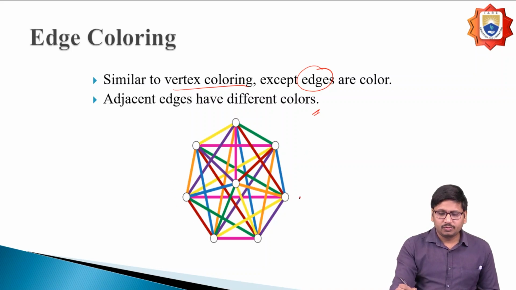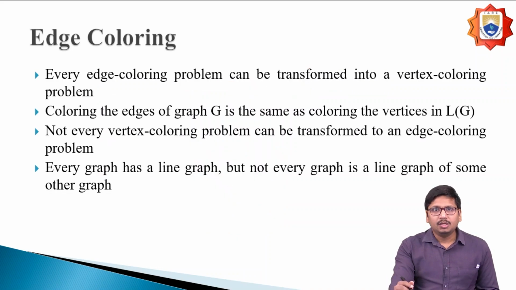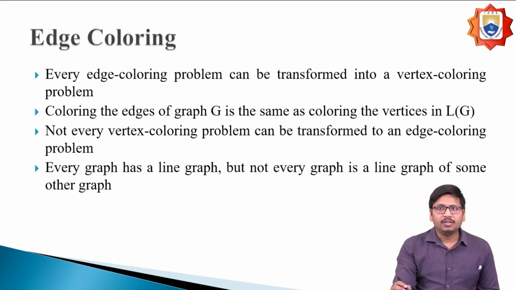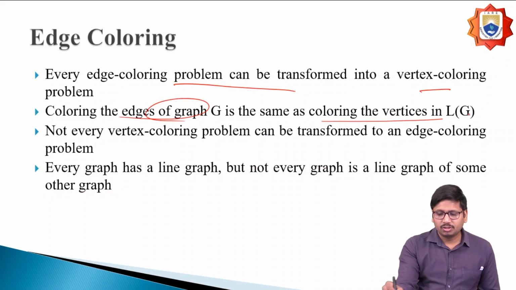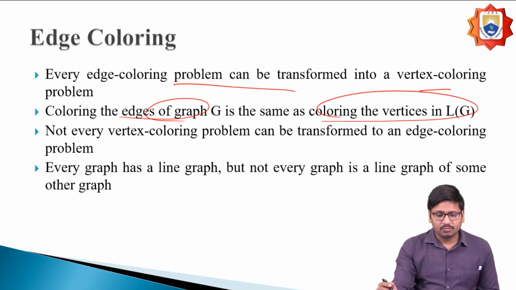If I consider this graph, I have to apply one color to each edge in a similar fashion. Then I can check whether any two edges coincide with each other or not. I have to check each and every edge of the graph. Every edge coloring problem can be transformed into a vertex coloring problem in such a way that the colors of the edges are the same as the colors of the vertices. Not every vertex coloring can be transformed into edge coloring, and every graph has a line graph, but not every graph is the line graph of some other graph. So the edge coloring problem can be transformed into a vertex coloring problem, and coloring the edges of the graph is almost similar to coloring the vertices of the graph as well.